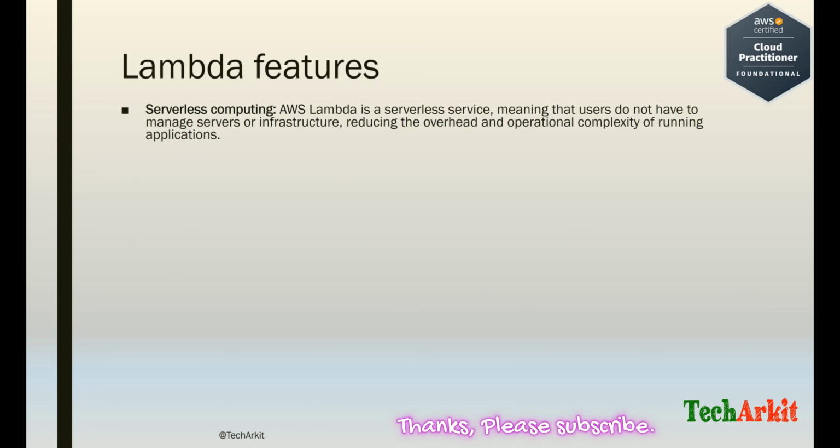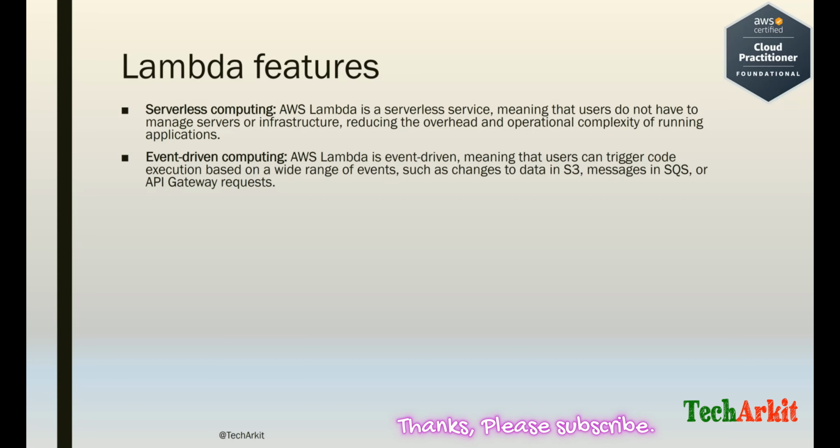Let's see what the Lambda features are. Serverless computing: AWS Lambda is a serverless service, meaning that users do not have to manage servers or infrastructure, reducing the overhead and operational complexity of running applications. You don't need to worry about the underlying infrastructure and servers; they will be managed by the cloud for you. You just need to execute the code.